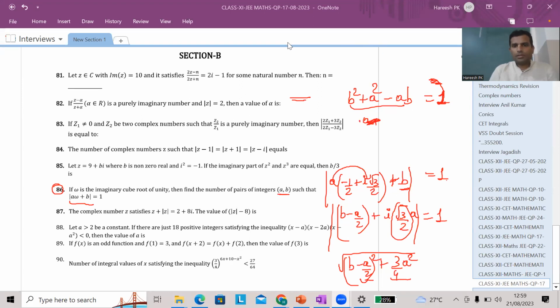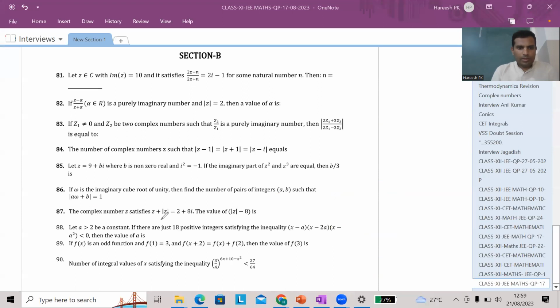Just remember this equation. We'll come back and see how to solve this. B square plus a square minus ab equals 1. We'll just look at that. So next one is quite easy.